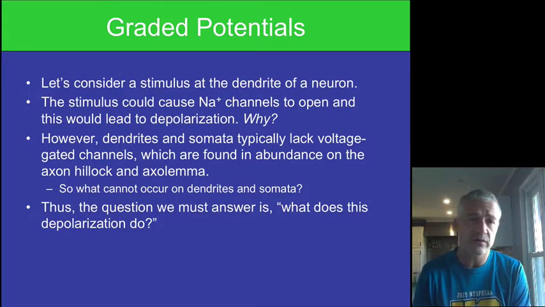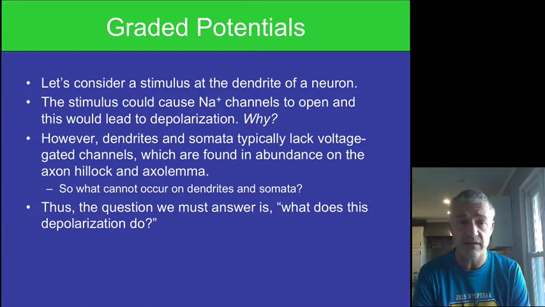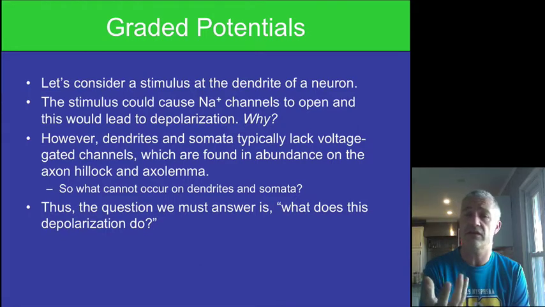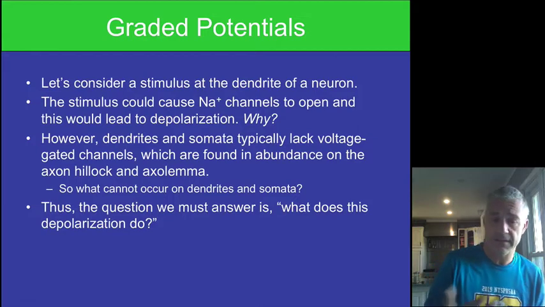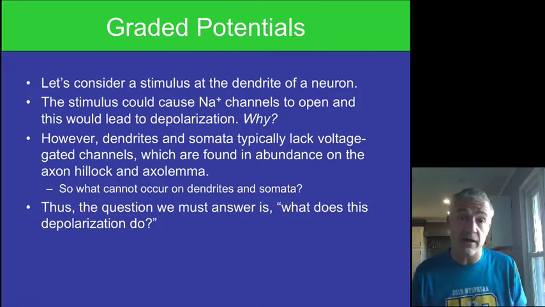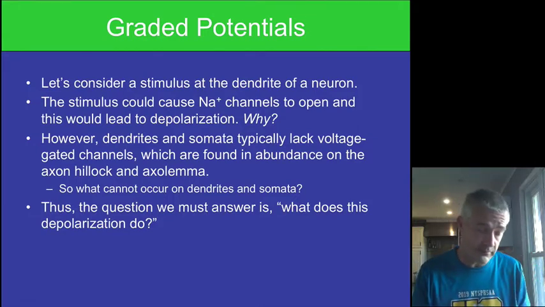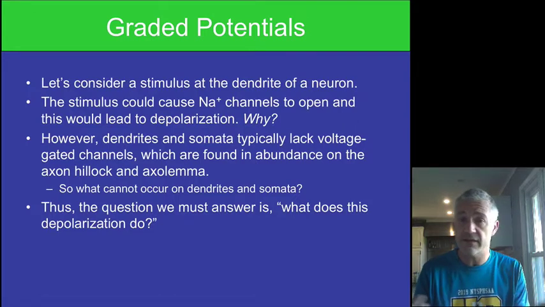So what we're going to do is start with a stimulus coming into a dendrite. We're going to have some type of neurotransmitter being released, and it's going to cause sodium channels to open up. So some of these ligand-gated channels are opening up on this one. And so what we can start asking is, would that lead to depolarization? What we're going to see is, because of the layout of those different channel types, what we have on the dendrites, what we have in the cell body are those ligand-gated channels.